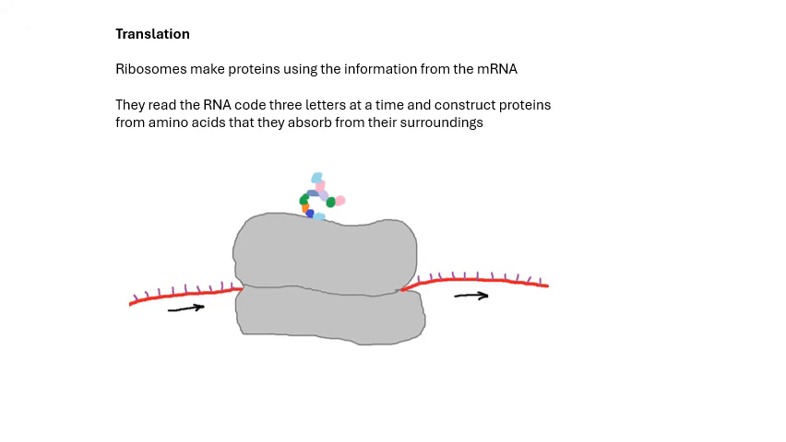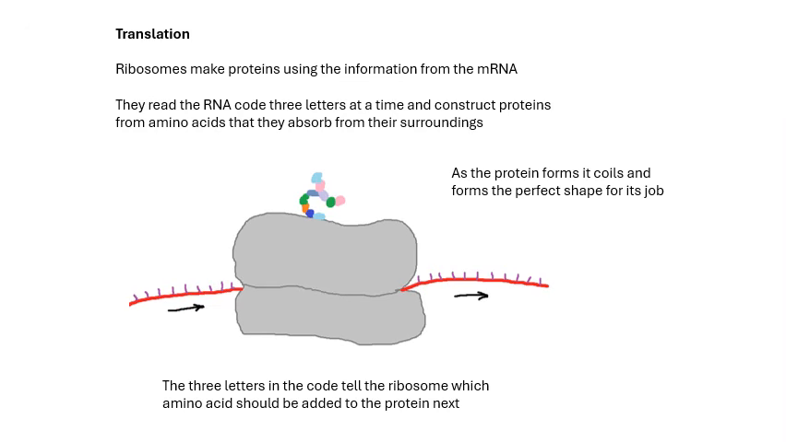So they read the RNA code 3 letters at a time, and a particular amino acid which is floating around gets sucked in and it gets tagged on to the end of the protein. And it keeps doing that again and again and again until you've actually made the protein. And as the protein forms, it coils up and it forms a particular shape. We know that the shape of proteins is very, very important for them to do their job properly.